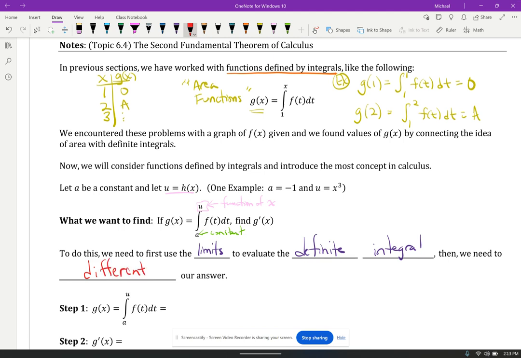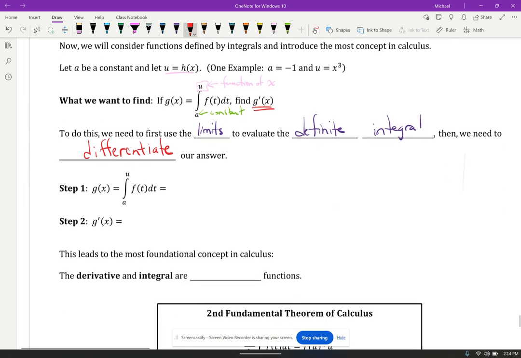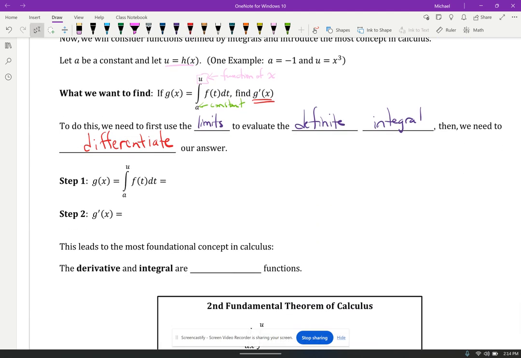Why are we going to differentiate the answer? Because we're looking for g prime. We're going to take the integral by using the first part of the fundamental theorem, and then we're going to take the derivative, because that's going to get us what we want. We want to find g prime, but we need to rewrite or evaluate g of x using this definite integral so that I can take the derivative. So how do we do that? With part one of the fundamental theorem.